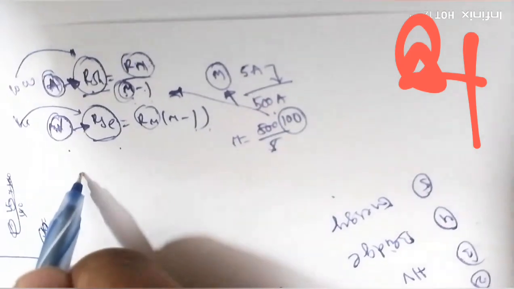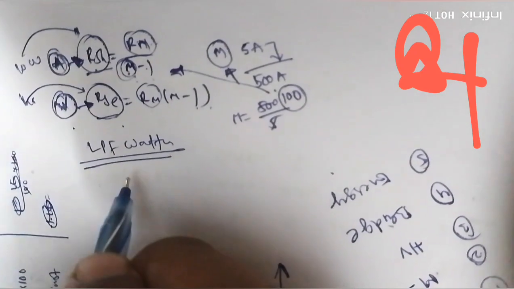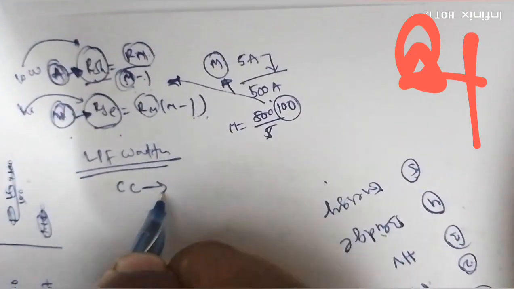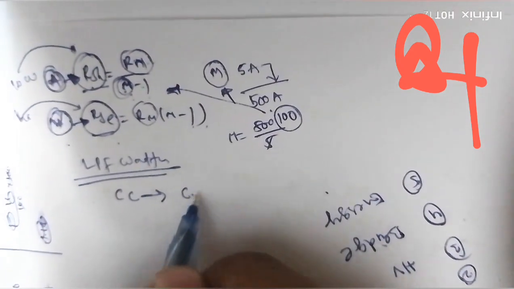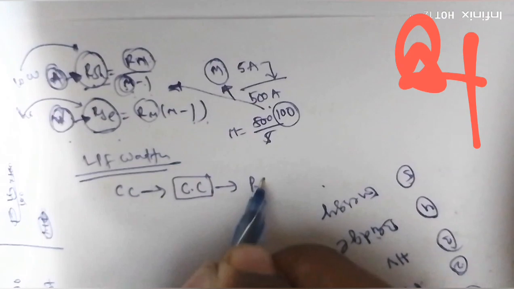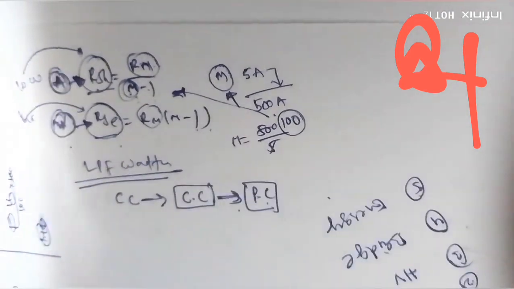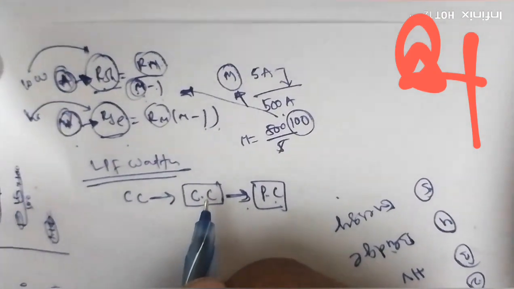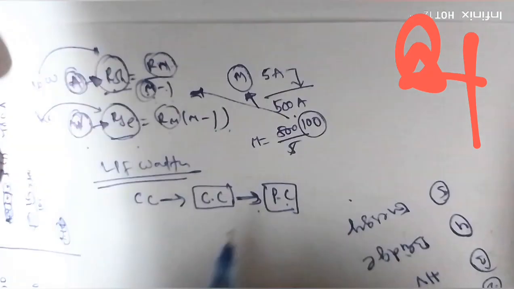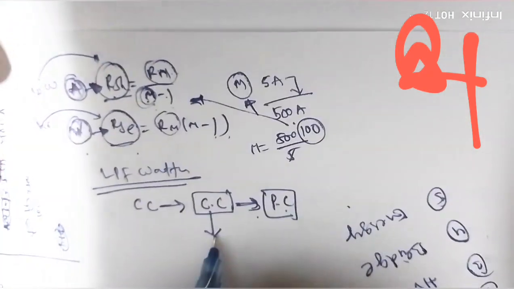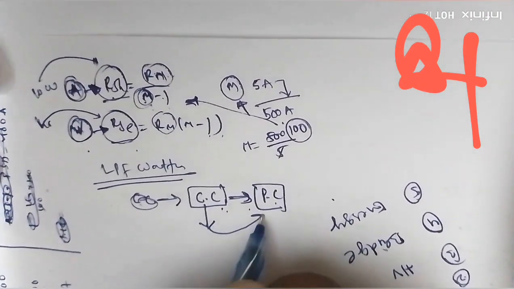Next, LPF wattmeter. Only one point, that is CC. CC means current coil in the wattmeter, and there are also a compensating coil and a pressure coil. Many times it is asked how we can connect the compensating coil in an LPF wattmeter. Simple: we connect it in series, opposite to the pressure coil. This compensating coil is connected in series opposite to the pressure coil.